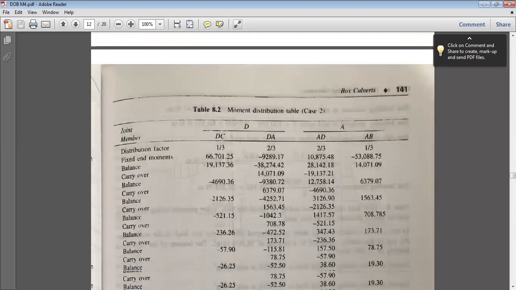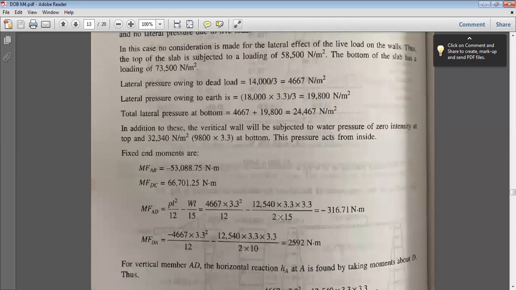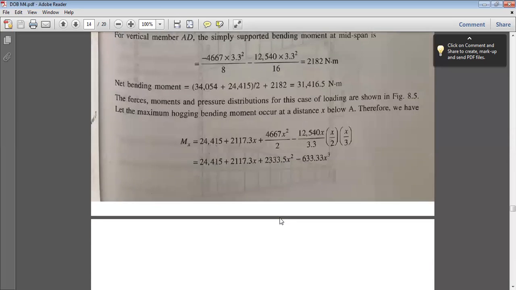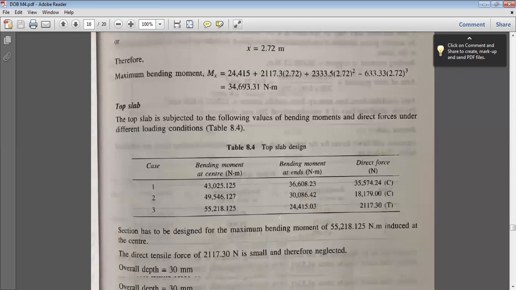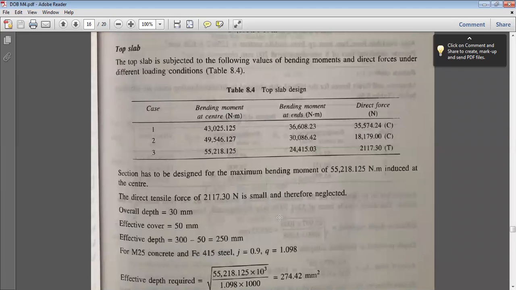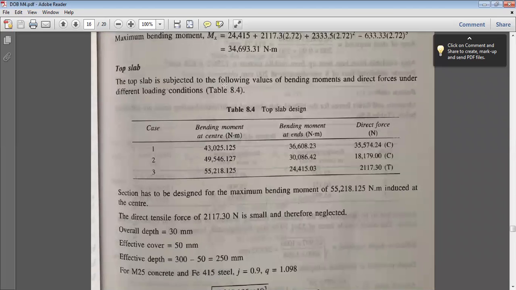Okay. So after solving for all the three cases, he has tabulated the results for all the three cases to note down the worst case here, right? Here, the top slab is subjected to these many values. For top slab, load case 1, bending moment only for top slab. This is not for side wall and bottom slab. For top slab, in load case 1, he has got the bending moment as 43,000. At ends, he has got it as 36,000, and shear force he has got it as 35,574.